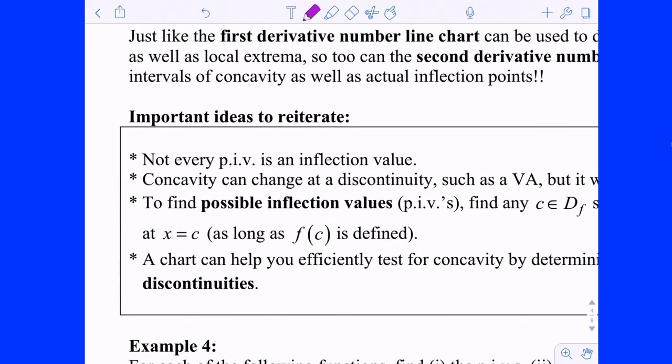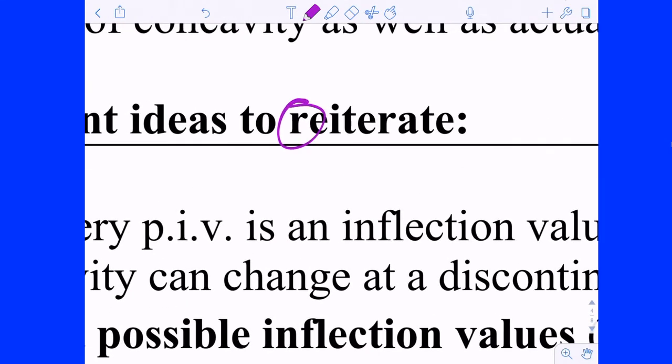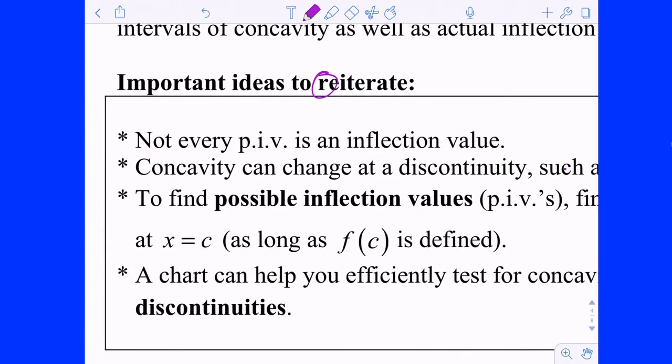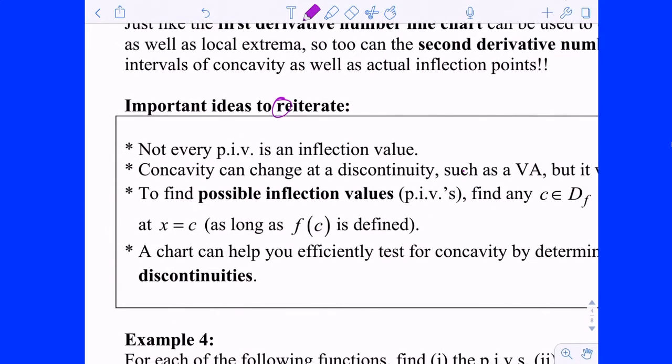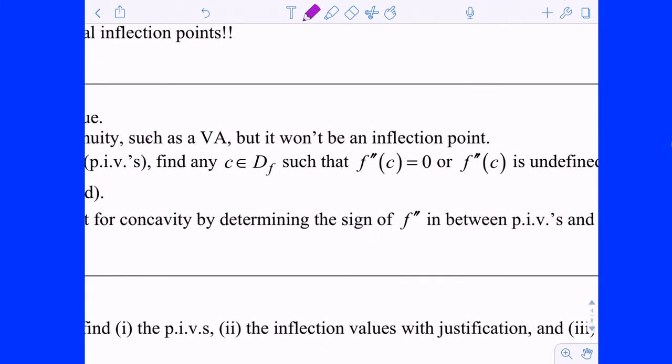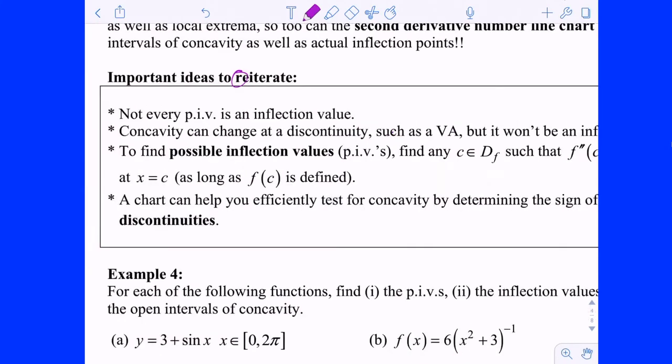Important idea is to reiterate, which means to iterate again. Iterate means to repeat. So reiterate means to re-repeat. Not every PIV is an inflection value, right? Not every PIV is an inflection value. Just like not every critical value is a local max or min. See the analogy? Concavity can change at a discontinuity, such as the vertical asymptote, but it won't be an inflection point. Just like increasing, decreasing can change there.